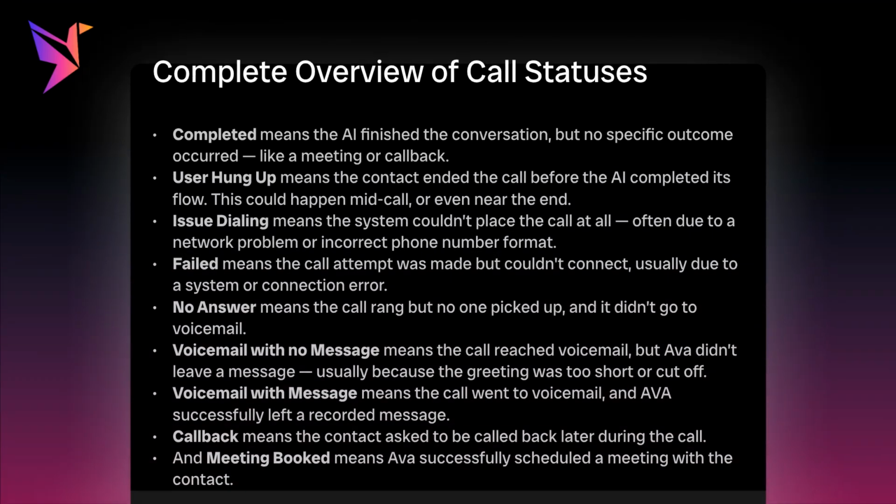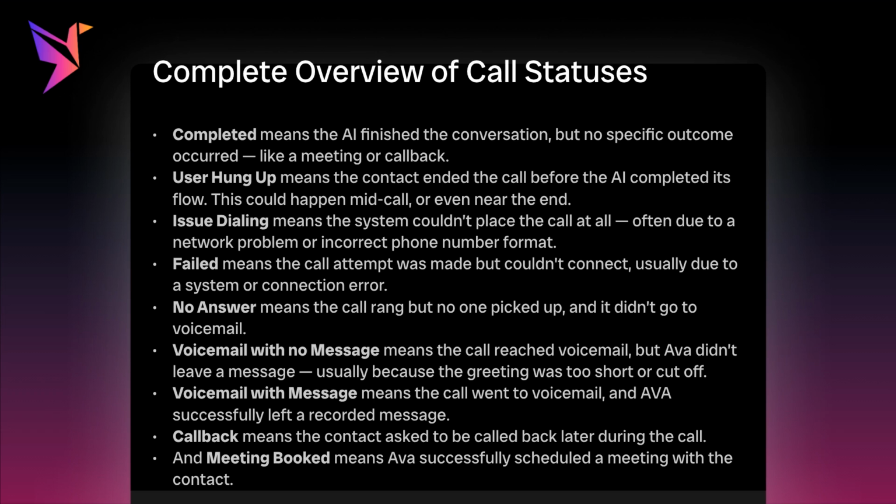Each call is tagged with a status that shows how it ended, and each status tells a different story about the outcome. Here's what they all mean. Completed means the AI finished the conversation, but no specific outcome occurred, like a meeting or callback. User hung up means the contact ended the call before the AI completed its flow. This could happen mid-call or even near the end.